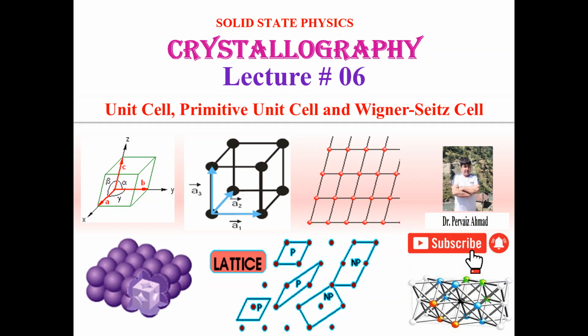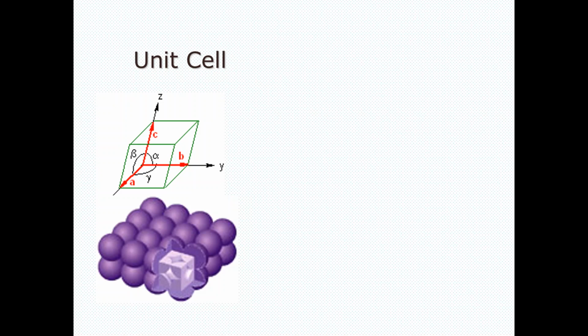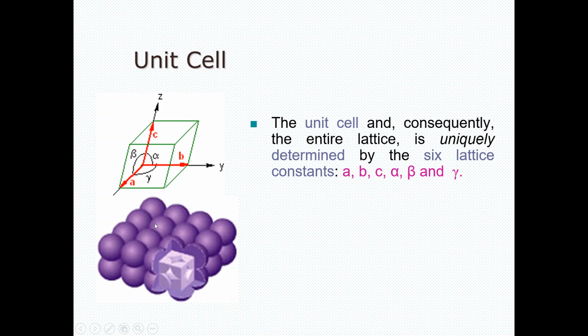This is lecture number 6, and in this lecture we are going to discuss the unit cell, primitive unit cell and Wigner-Seitz unit cell. So let's proceed towards today's lecture. We already had a discussion on unit cell in the previous lecture. Here we will further explain the concept of a unit cell from the figure you can see here. This is just a bit more discussion of the unit cell from the previous lecture.